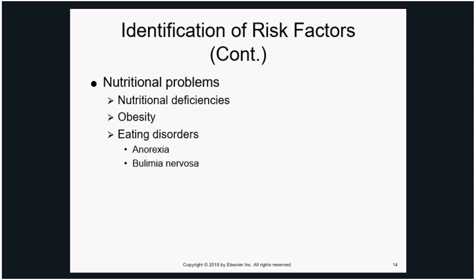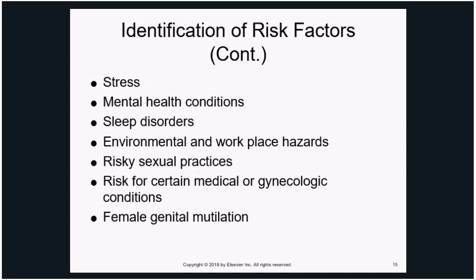Nutritional risks: nutritional problems such as nutritional deficiencies, obesity, eating disorders such as anorexia or bulimia nervosa. Other risk factors can include stress, mental health conditions, patients with sleep disorders, environmental workplace hazards that would put a woman at risk, risky sexual practices, risk for certain medical or gynecological conditions, as well as female genital mutilation, which is still prevalent today.